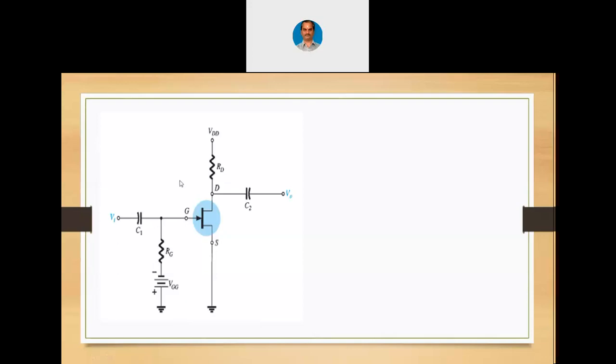Now, I want some of you to think why this RG is there. Even though gate current is not there, what is the reason we have to connect this RG here? I'll give you 1 or 2 minutes time. I want my listeners to think about the need for RG and let me know. You can put your answer in the chat box.